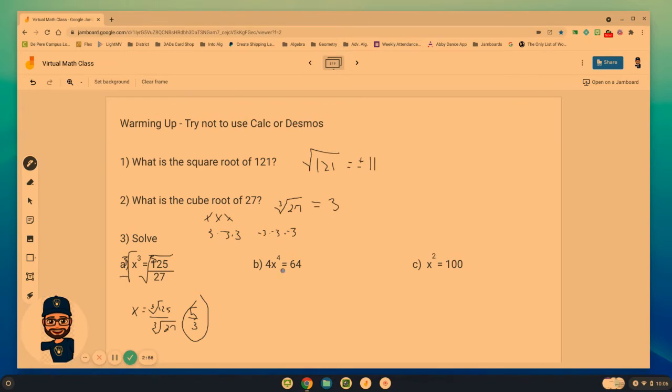Letter B, if we're going to solve, we want to divide both sides by 4 so that we get x to the 4th equals 16. So some number times itself 4 times, x times x times x times x, is 16. Basically, we are looking for the 4th root of 16. That would be 2, positive or negative 2.